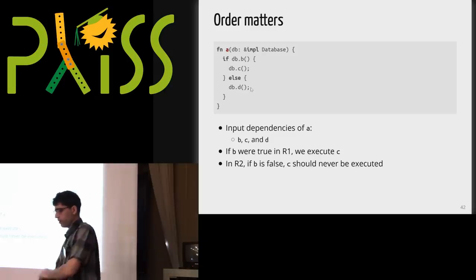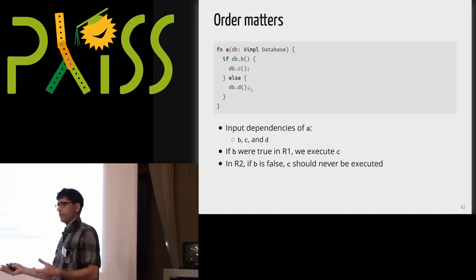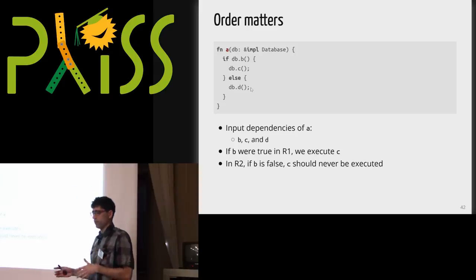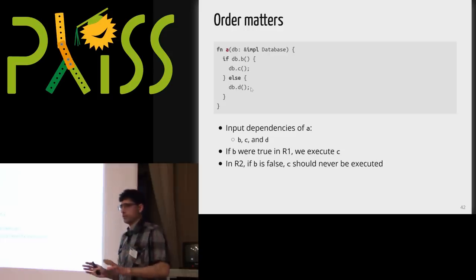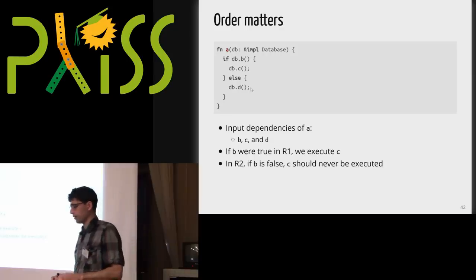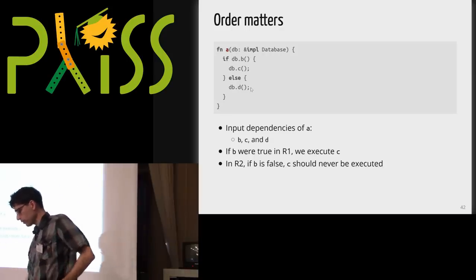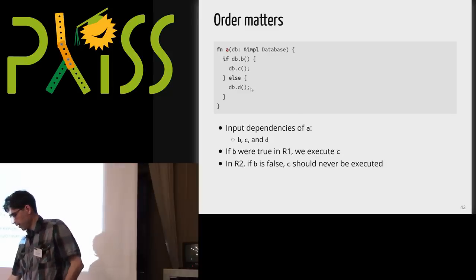If B is true, then our list of dependencies in the first revision might be: A invoked B, and it invoked C because B was true. But in the second revision, if we find out that B has changed, what we don't want to do is go check if C is up to date before we've checked B. Because it may be that C should never have been invoked in the first place. If B has already changed, we just have to stop and re-execute the function because it could go through some other path. So you just have to keep that in mind.